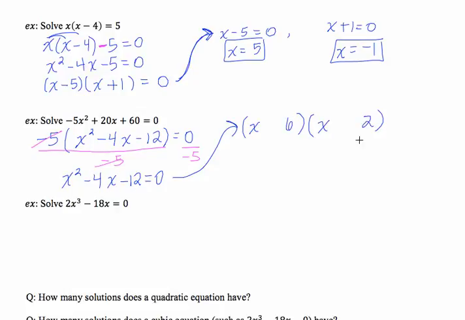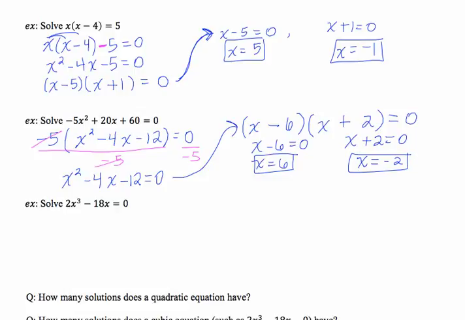Now they have to multiply to a negative number, so one of them has to be negative and one has to be positive. And they have to add to a negative number, so the bigger one needs to be negative and the smaller number needs to be positive. Okay, now it's factored, it's equal to 0, so we can set each factor equal to 0 and solve. And so we get x equals 6 and x equals negative 2.